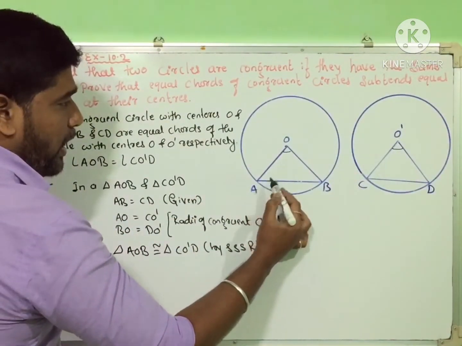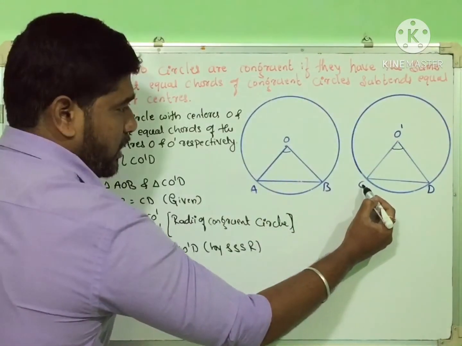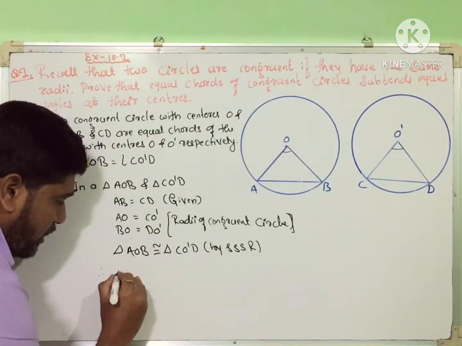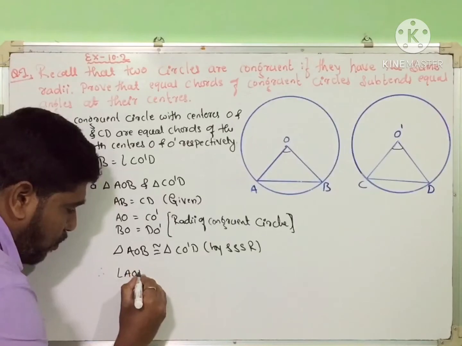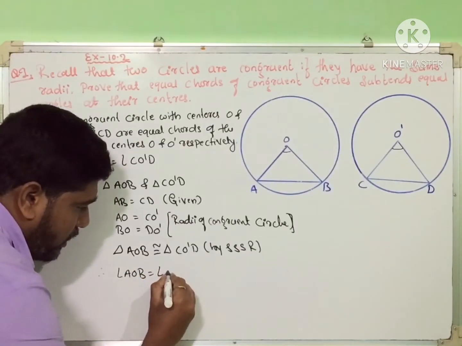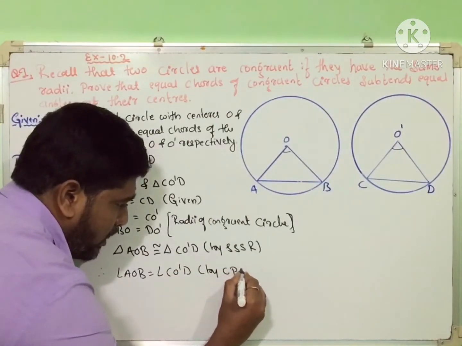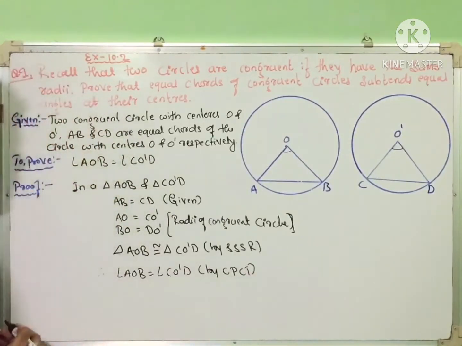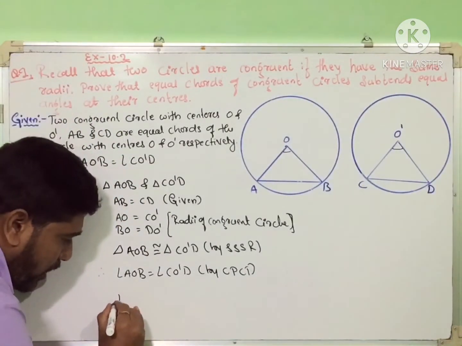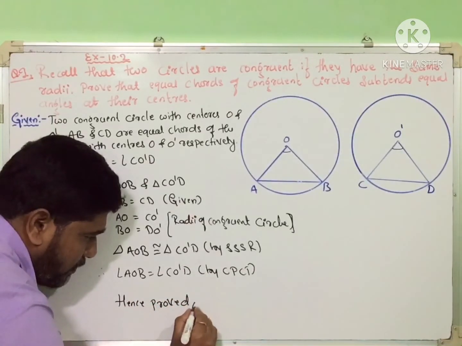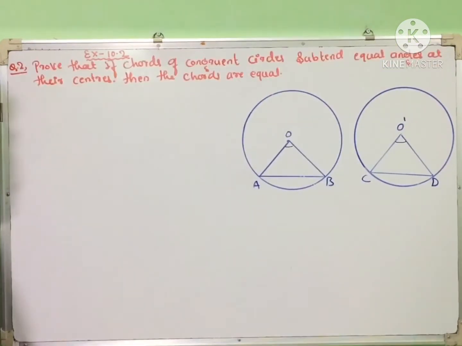So angle AOB is equal to angle CO dash D. So therefore angle AOB is equal to angle CO dash D by CPCT, corresponding parts of congruent triangles. So hence proved. Is it clear?